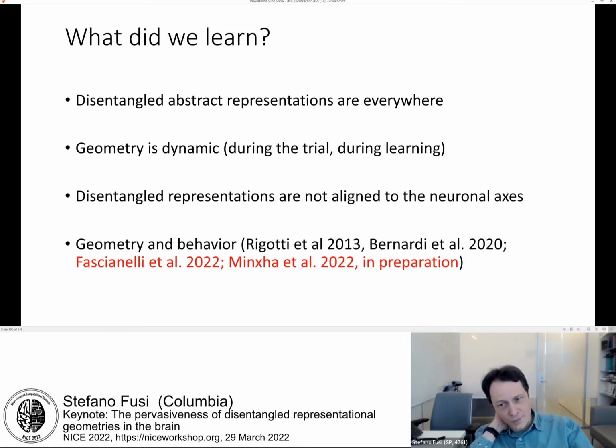Okay, so one thing that is missing that I didn't have time to talk about and is still work in progress is to find some direct relation between the representational geometry and behavior. We already have some evidence that this is the case. We have a couple of papers where we show that you can very nicely predict the behavior by looking at the geometry, but more is needed, and we have two other works in progress, and hopefully we will be able to upload them to bioRxiv pretty soon.